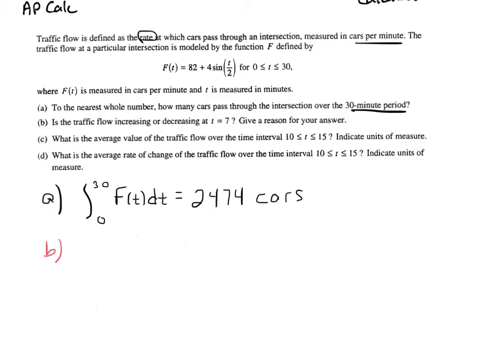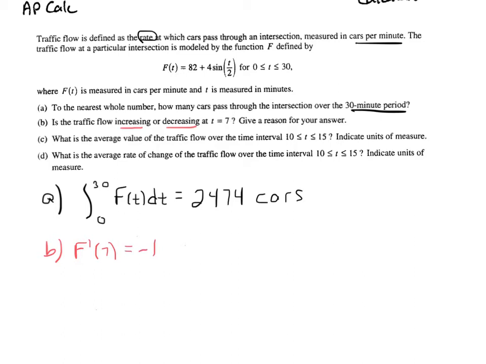Part B: is the traffic flow increasing or decreasing at t equals 7? So we want to know if this function is increasing or decreasing at t equals 7, and the way we figure that out is from the derivative. Now if we find f prime of 7, we can do that with our calculator.